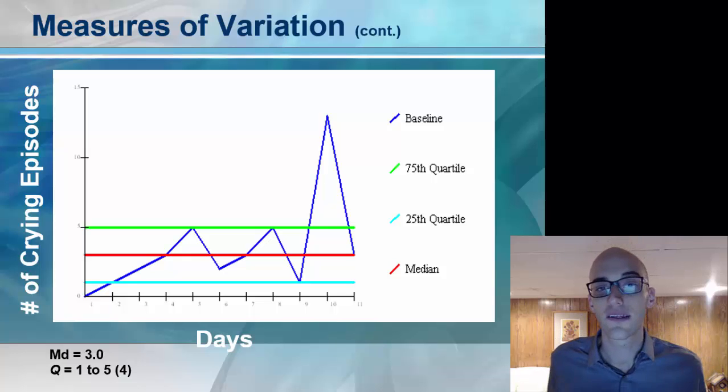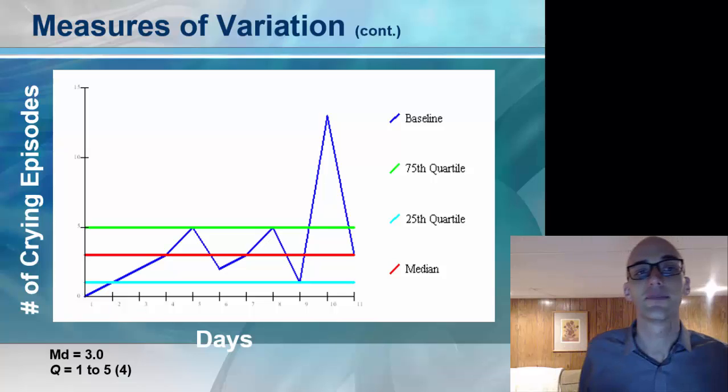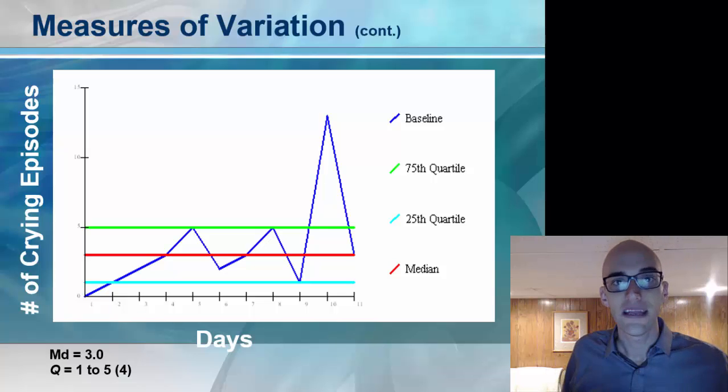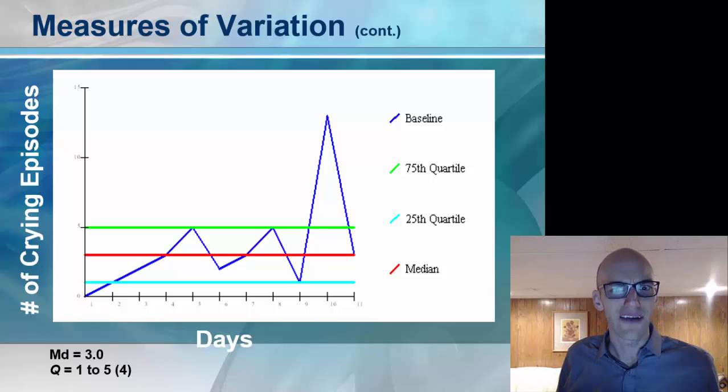So if we would have just reported the range, it would be 13, and the mean probably would have been brought up a lot by the one day where there were 13 crying spells. But if you're reporting the median, that's a little bit more accurate, I would say.